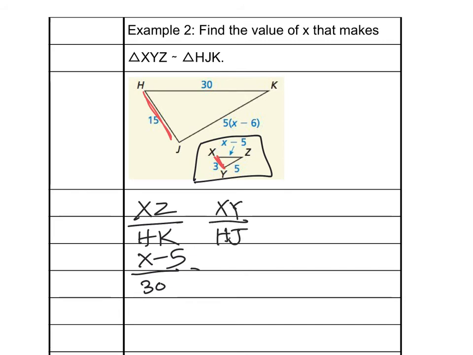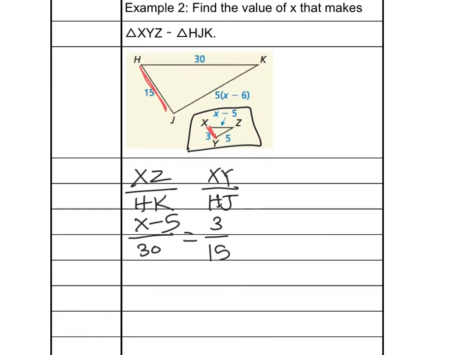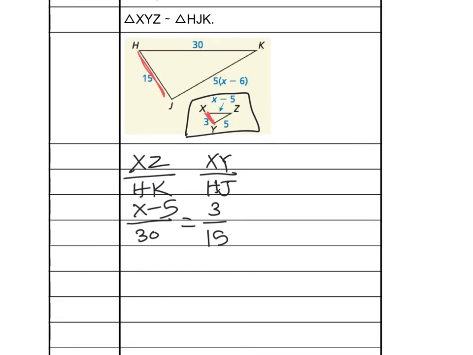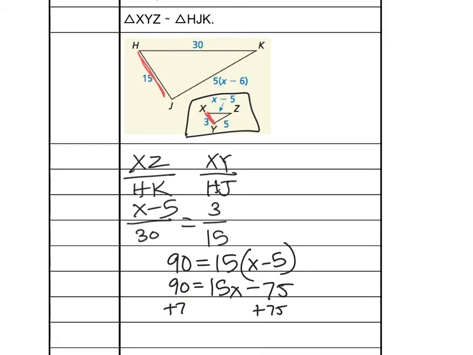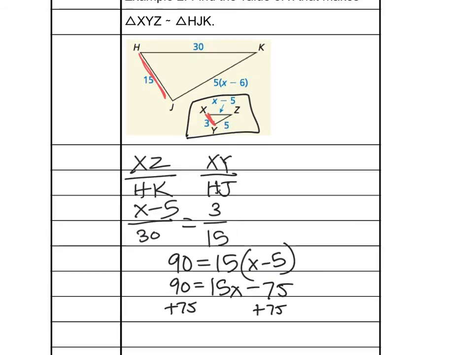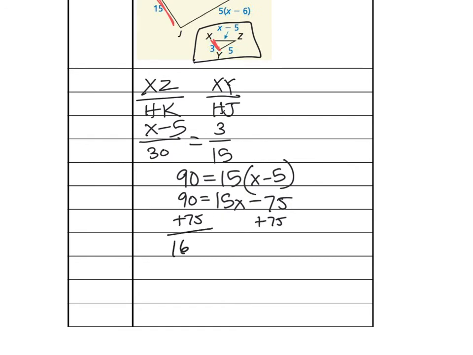So that's going to be 3 over 15. So now we can go ahead and cross multiply to solve this. So I'm left with 90 equals 15 times X minus 5. So I'm left with 90 equals 15X minus 75. So I add 75 to both sides, and I'm left with 165 equals 15X, which, if I divide both sides, gives X equals 11.